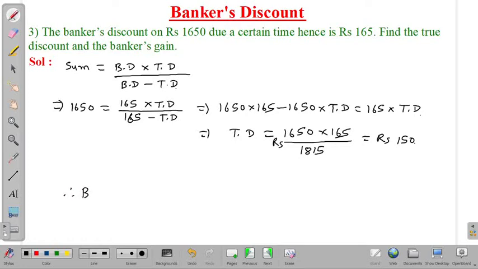Therefore, banker's gain will be equal to the difference between banker's discount and true discount. So banker's discount minus true discount. Substituting the values we will get 165 minus 150, and this will be equal to rupees 15. This is our answer. We will discuss the next problem.